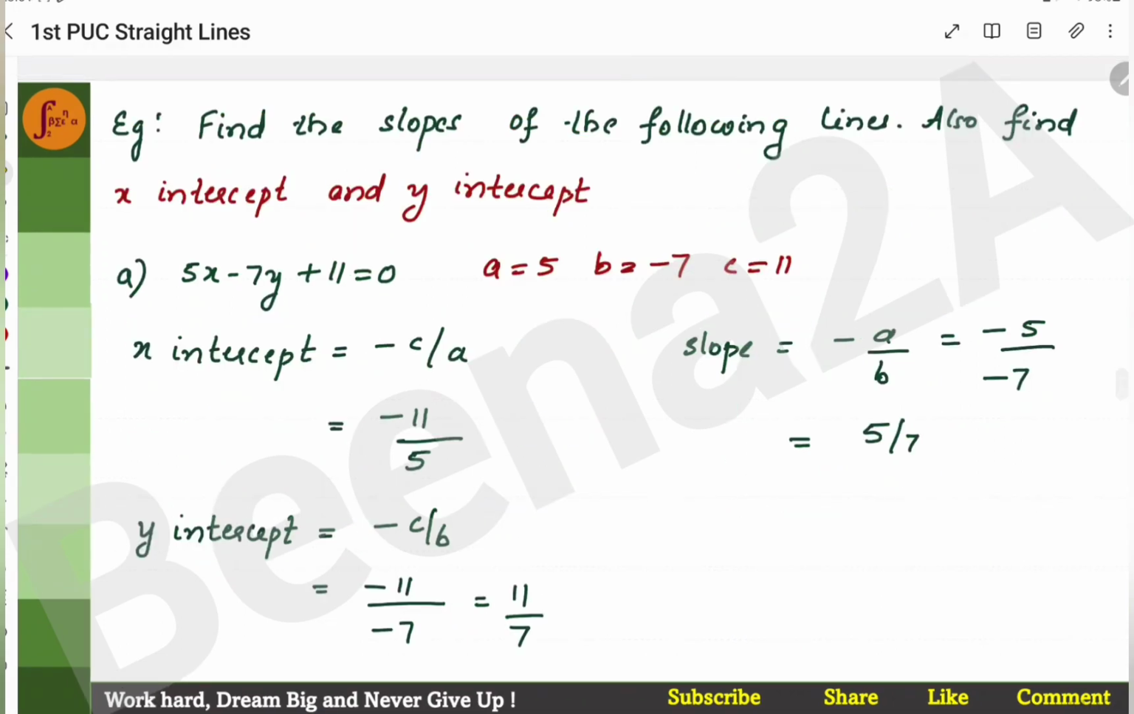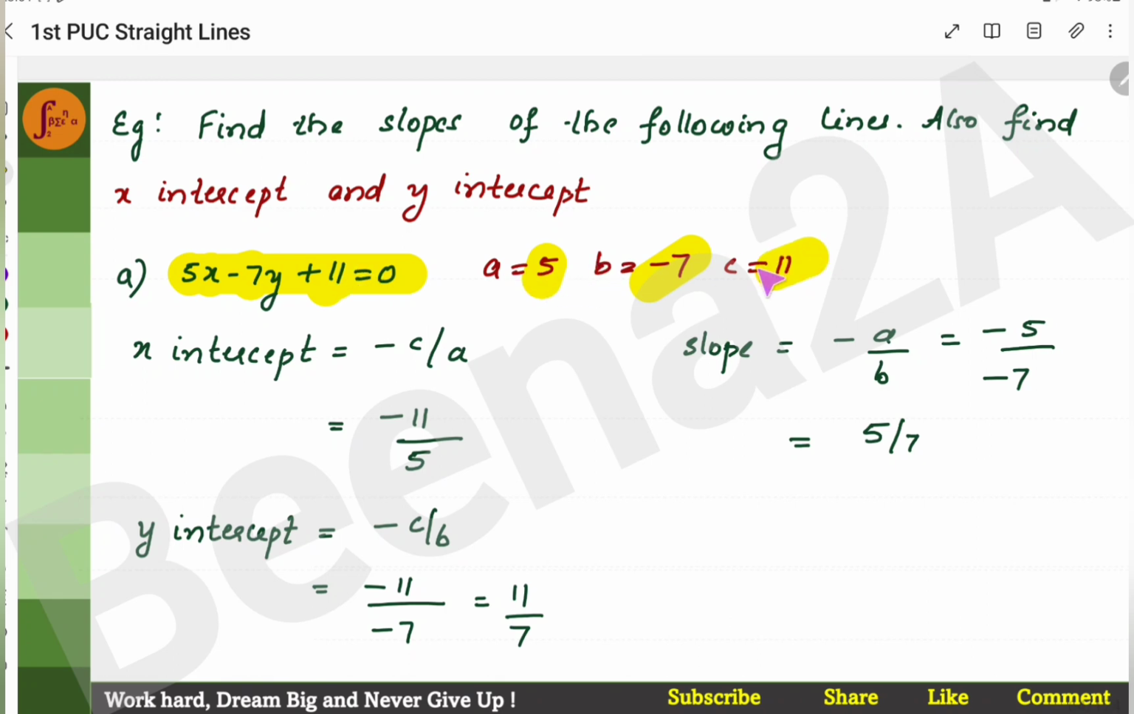Let's take one example. Say this is the equation, right? First, we'll get the value of a. What is a? Coefficient of x. Coefficient of x is 5. What is a coefficient? Any number next to x. So 5. And what is the coefficient of y? It's minus 7, number and sign. You have minus and you have 7. Minus 7, this is nothing but b. And what is c? c is the constant, just the number, 11.